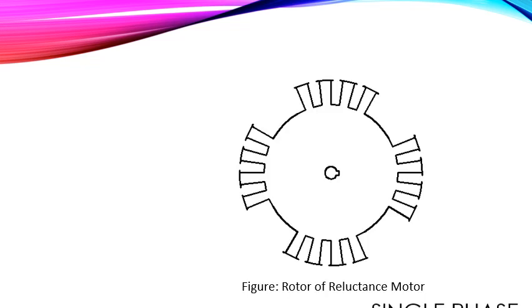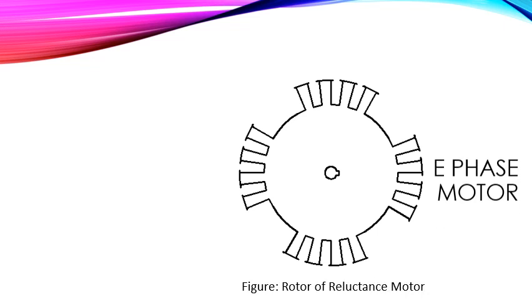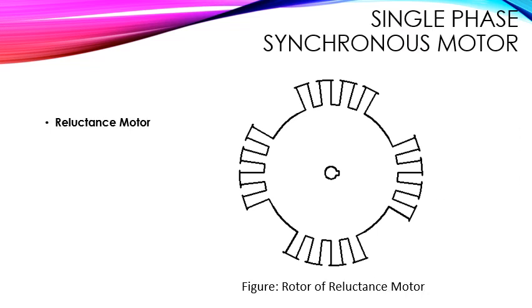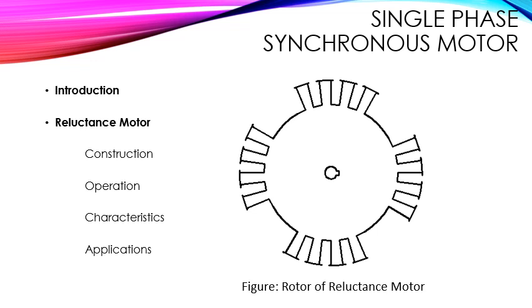First we'll see the single phase synchronous motor, and one type of single phase synchronous motor is the reluctance motor. First we'll see the construction, then operation, and then characteristics and applications. Construction: as seen in the figure, this is the rotor of the reluctance motor. The single phase synchronous motor, that is the reluctance motor, is similar to a split phase single phase induction motor.